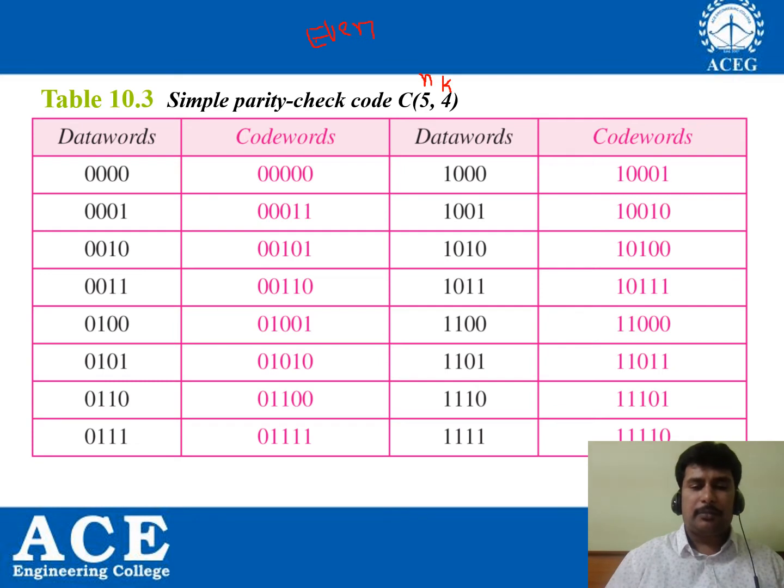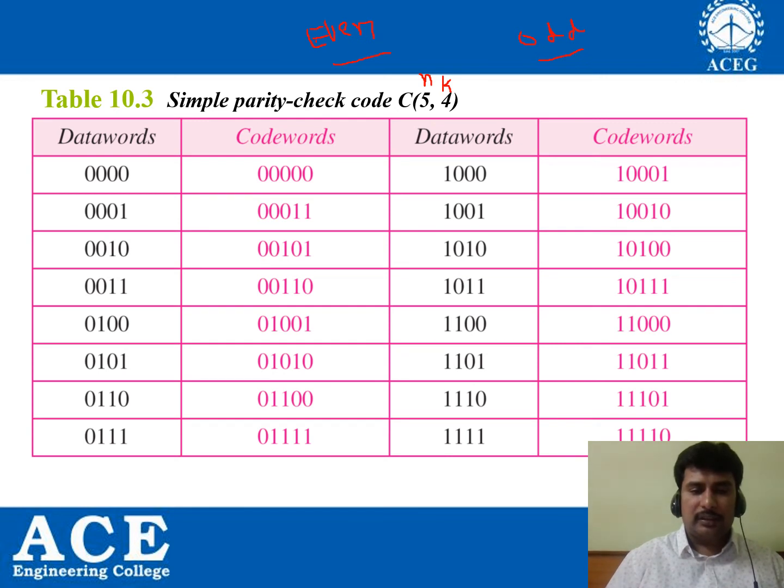At the same time, if you are expecting an odd parity, the total number of ones including the redundancy bit should be odd. So if the number of ones is odd, you will call it odd parity. If the total number of ones including the redundancy bits is even, we are going to refer to it as even parity.